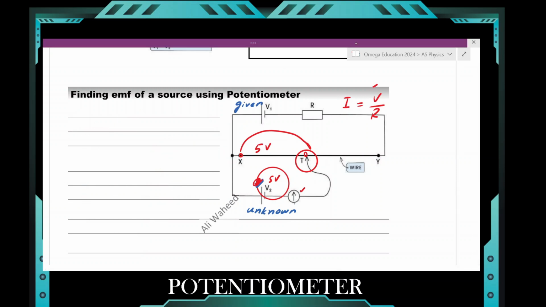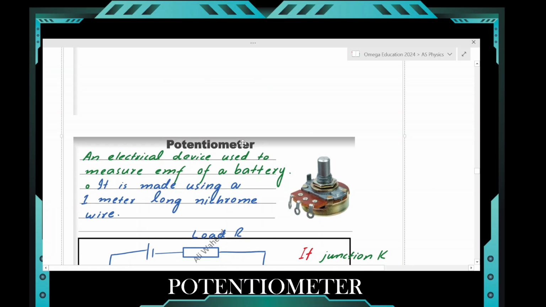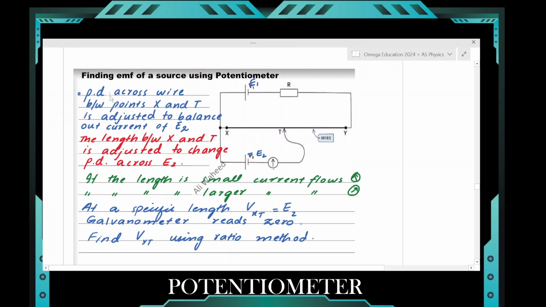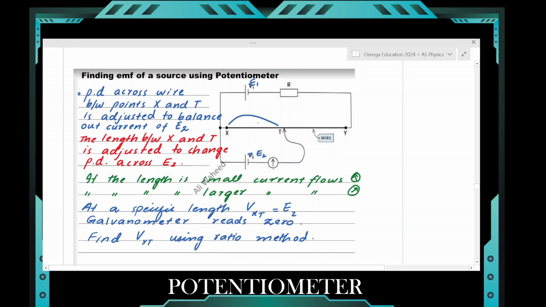So what do you write on this one? Just let me open up that slide. Here we have, and now you can see it's exactly the same thing I've explained already. The potential difference across the wire between points x and t is adjusted to balance out the EMF of E2. And how do we do that? If the voltage across xt equals the EMF of the battery, the length between x and t is adjusted to change the potential difference across E2.